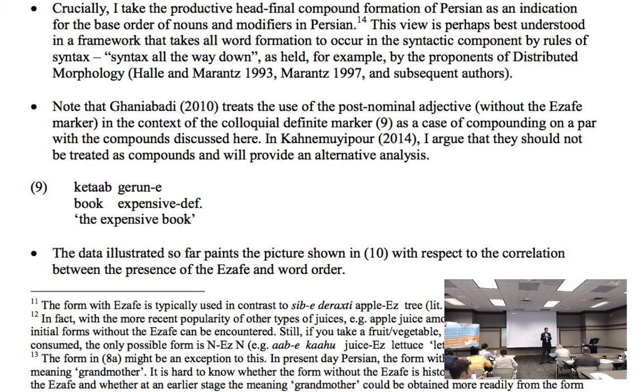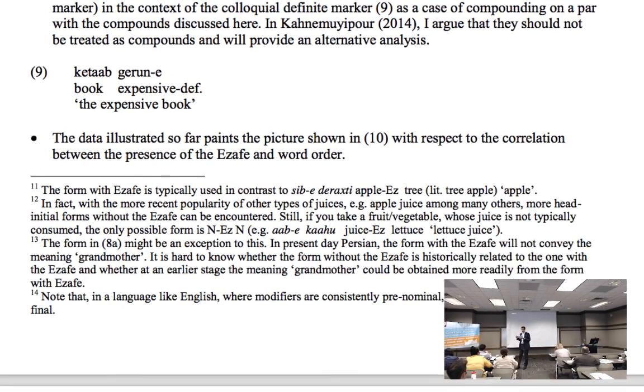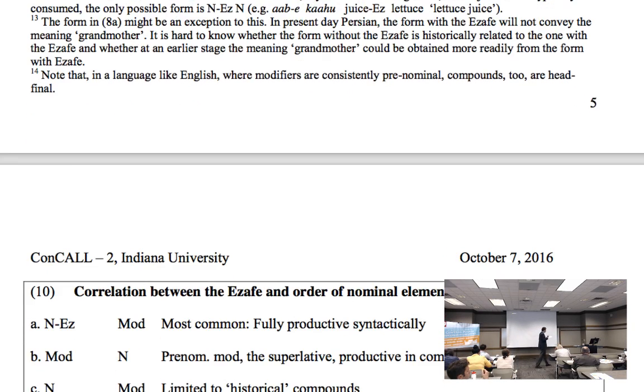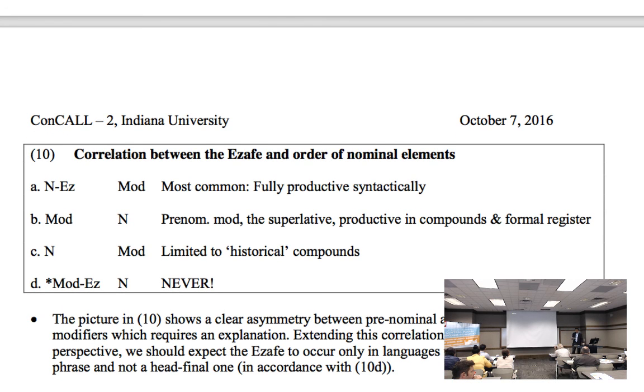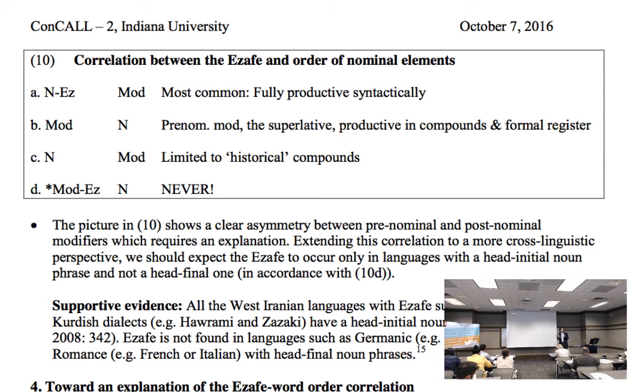Then you have the modifier before the noun. This happens very frequently with prenominal modifiers, like the numeral, the demonstrative, and the superlative, and it's also productive in compounds and the formal register. You have some cases of the noun followed by the modifier, which to me is limited to what I call the historical compounds. And what's crucial is that you don't find 10b. There is no case of modifier followed by the Ezafe and then followed by the noun. That's something you don't find.